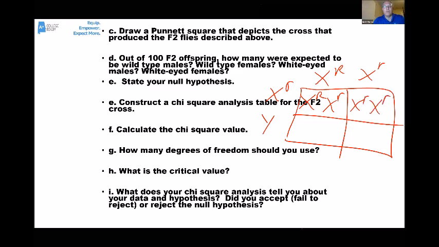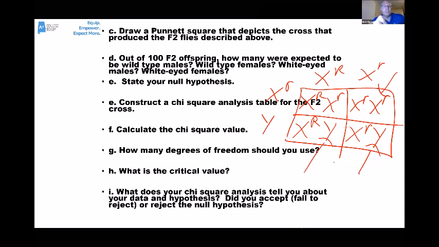All right, what about that one? What can we tell about that one? White eyes and female. What about that one? Red-eyed and male. And what about this one down at the bottom? White-eyed and male. So our Punnett square is telling us that in the F2, we essentially ought to get 1/4 of each possibility, right? 1/4 red-eyed females, 1/4 white-eyed females, 1/4 white-eyed males, and 1/4 red-eyed males. That's what the science is telling us we should get.